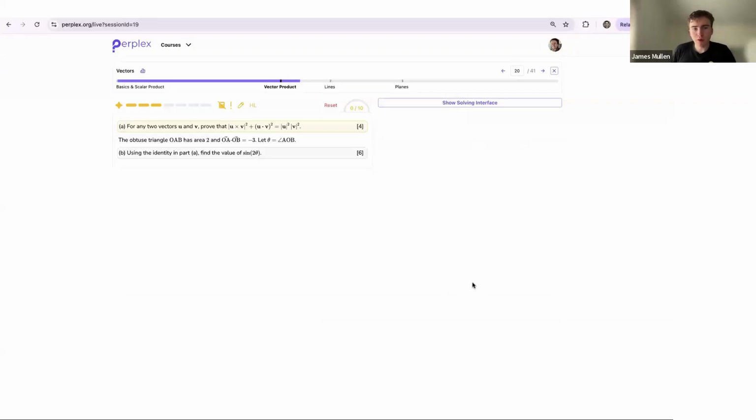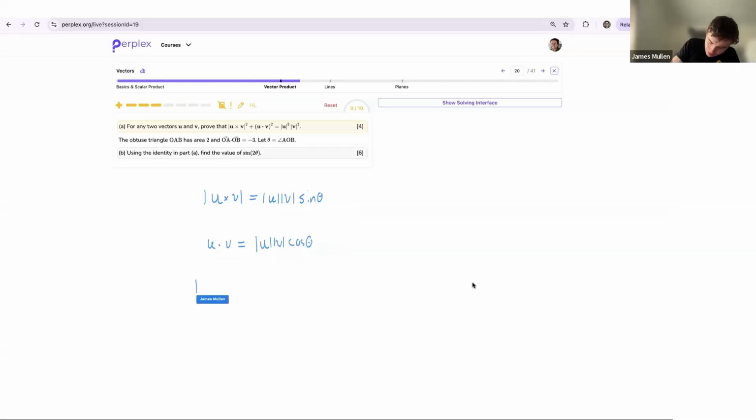So we are trying to prove in part A that the magnitude squared of u cross v plus the magnitude squared of the scalar product is equal to the product of the square magnitudes of the two vectors. So let's start by using the fact that the magnitude of u crossed with v is equal to |u||v| sine of theta. This is in your formula booklet. And also that u dot v is equal to |u||v| cosine of theta.